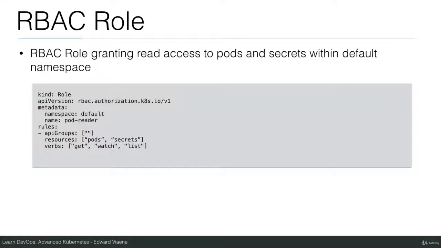So here's an example of an RBAC role granting read access to pods and secrets within the default namespace. So this is of kind Role, not ClusterRole. So this is specific to one namespace. Here we define the namespace default. You can then define the API group. If you leave it empty, it's the main API group. Resources are pods and secrets, and you can get, watch, and list them.